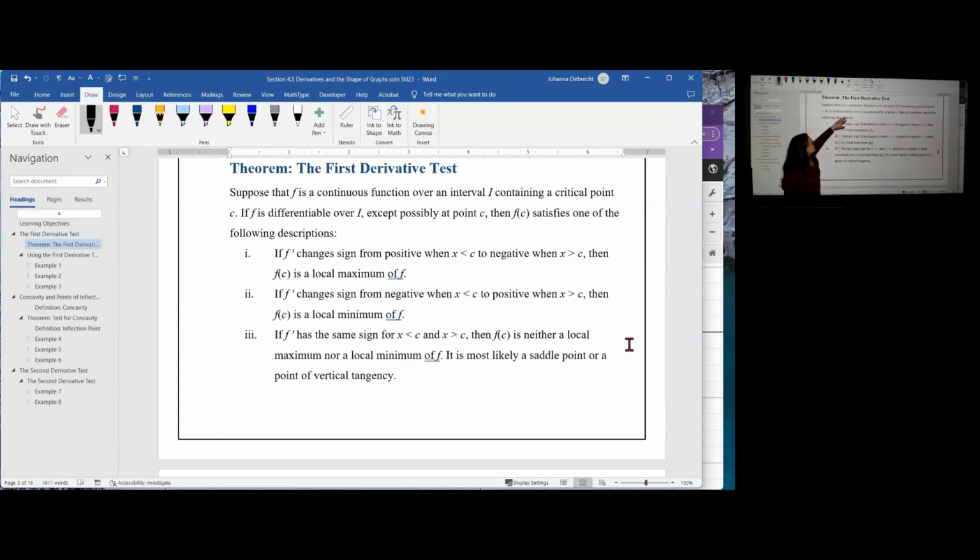Then the function has to satisfy one of these different cases. The first derivative goes from positive to negative, which indicates a local maximum, or the first derivative goes from negative to positive, which means we have a local minimum, or it has the same sign on both sides. Then it's neither a local maximum nor a local minimum. Most likely going to be a saddle point or a point of vertical tangency.